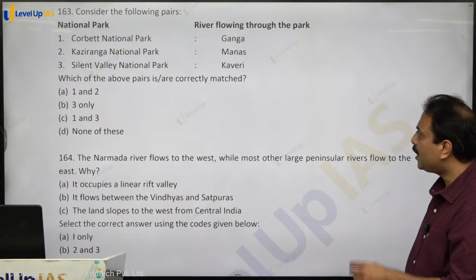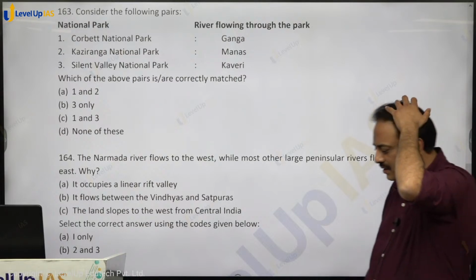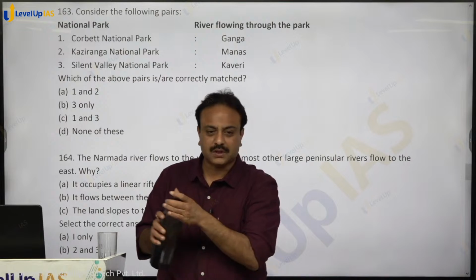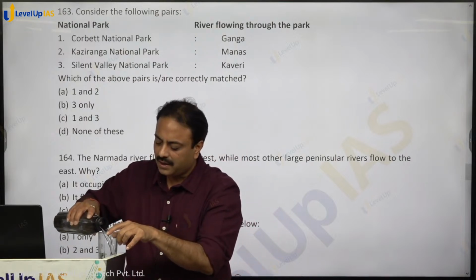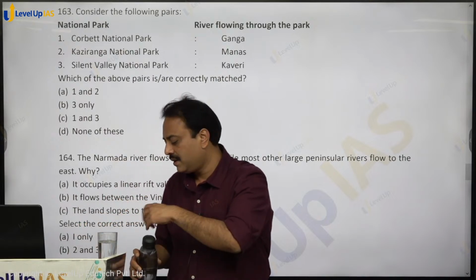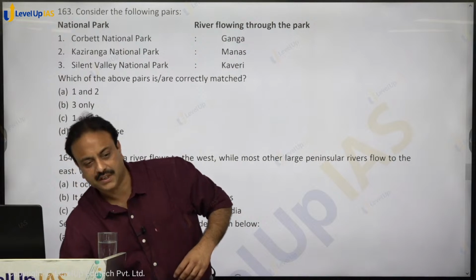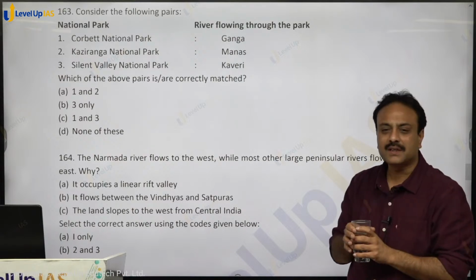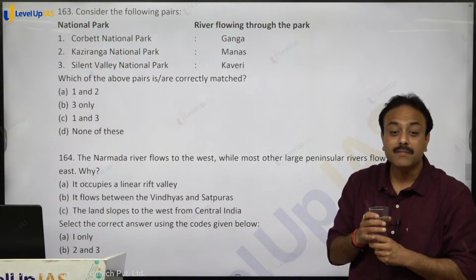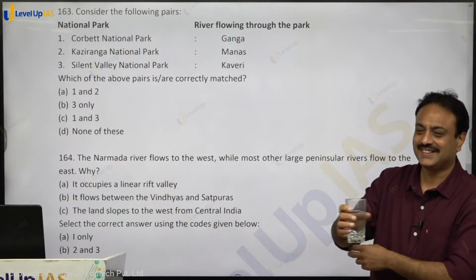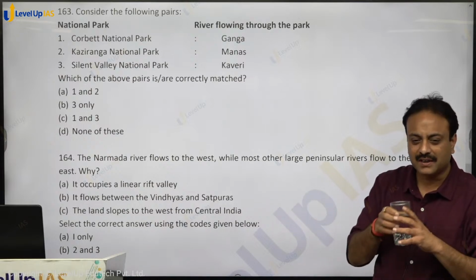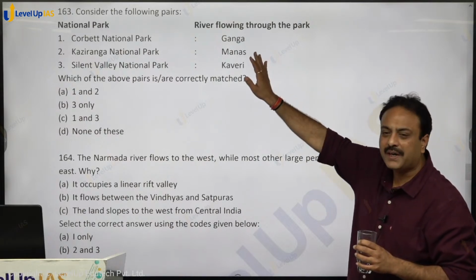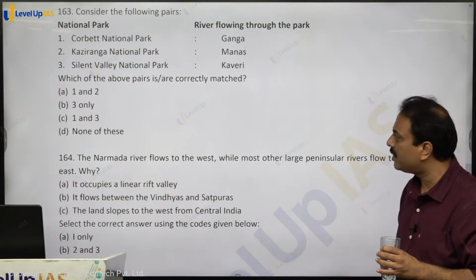Consider the following pairs. National Park, rivers flowing through the park. Corbett National Park, which river flows? Ramganga. Ramganga flows through Corbett National Park. Then it enters Uttar Pradesh. It merges with river Ganga. कहाँ पे? Where? That is the perfume capital of India. Kannauj. It confluences with Ganga near Kannauj. So Corbett National Park is not on Ganga, it is on Ramganga. So wrong one.